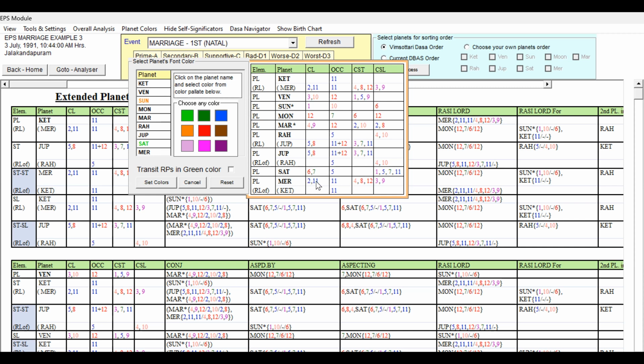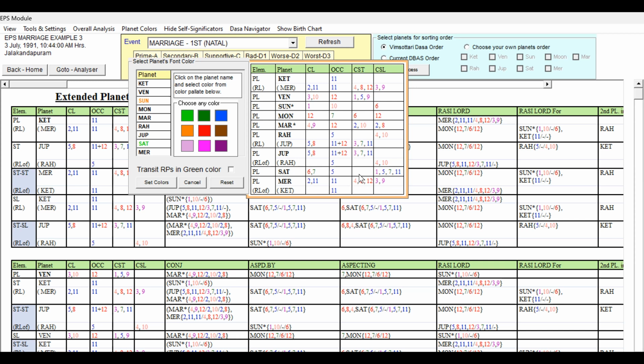Now, the next one is the 11th Lord. Second Lord, 11th Lord occupying the 11th house is good. And 4, 8, 12 star Lord and 3, 9 cuspal sublord. Favorable grouping is very good. The second planet, Ketu, is also favorable.